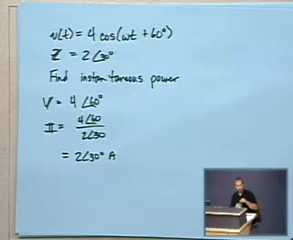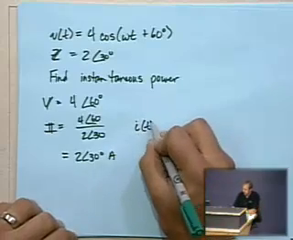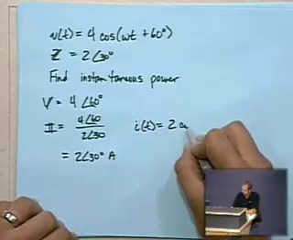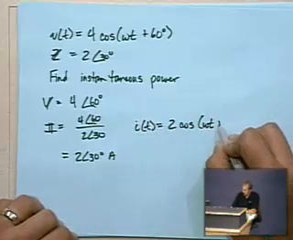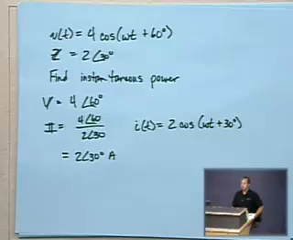So that's the current that's rolling around there. It might be useful even now to turn it back into a time function. So the current as a function of time is going to be 2 times the cosine of omega t plus 30 degrees. So now we can more or less just plug that stuff in. We have all of the information that we need.